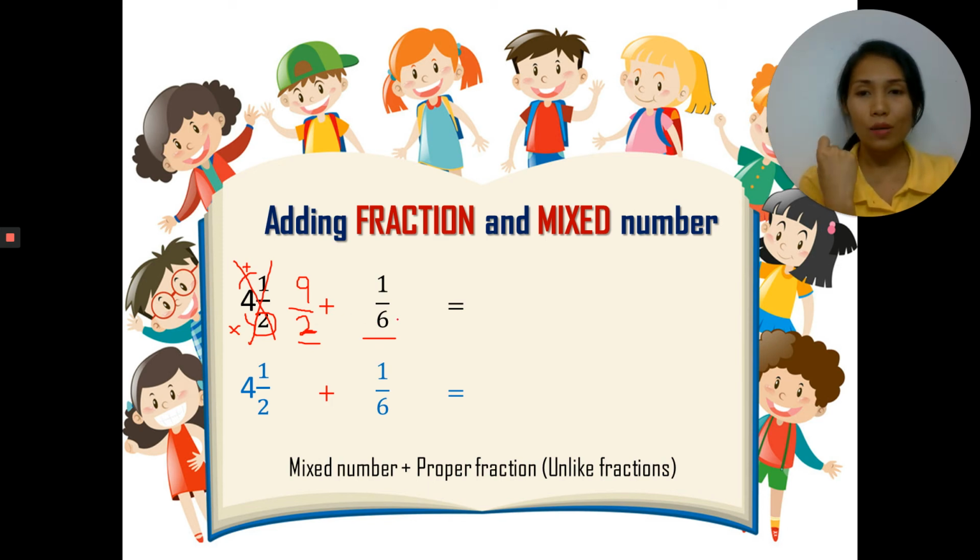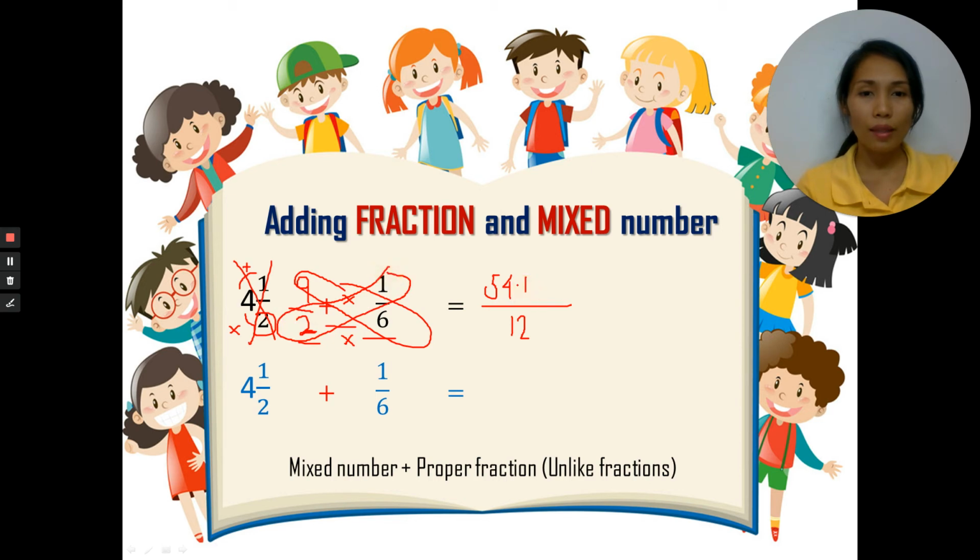Okay, let's try the easy one first. Let's do the cross multiplication. 6 times 2 equals 12. Now that we got the denominator, let's work with the numerator. 9 times 6 equals 54. And then 1 times 2, that is plus because we're adding, plus 2 equals 2.